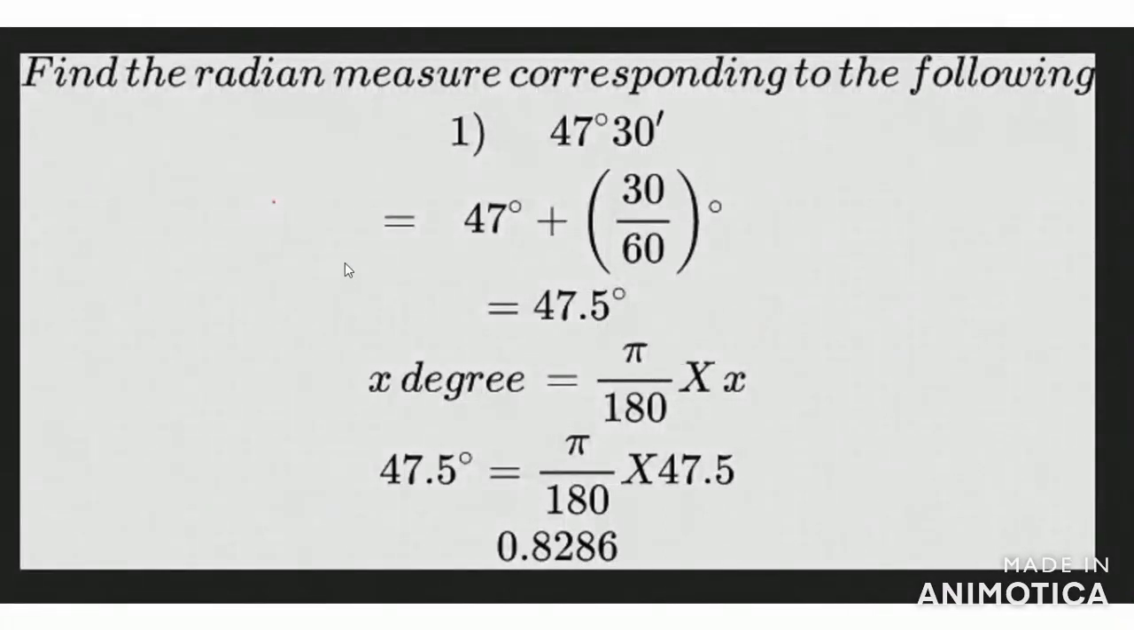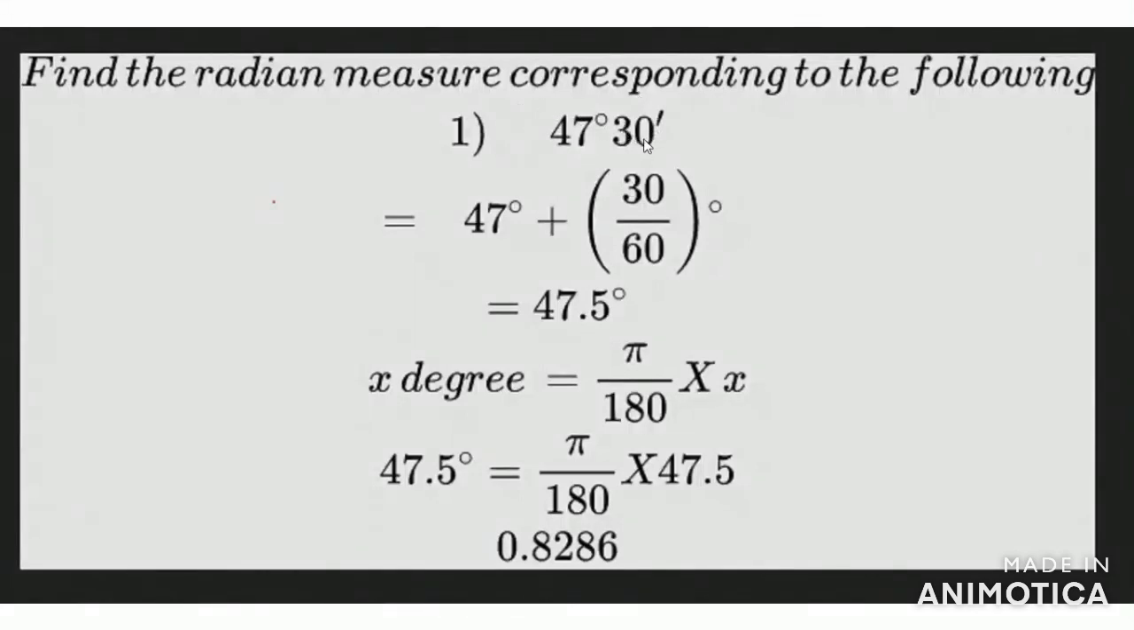Hello students, now let us solve some problems on the conversion of radian measure to degree and degree to radian. See this question. Find the radian measure corresponding to the following angle: 47 degree 30 minutes. First you should express this in terms of degree.